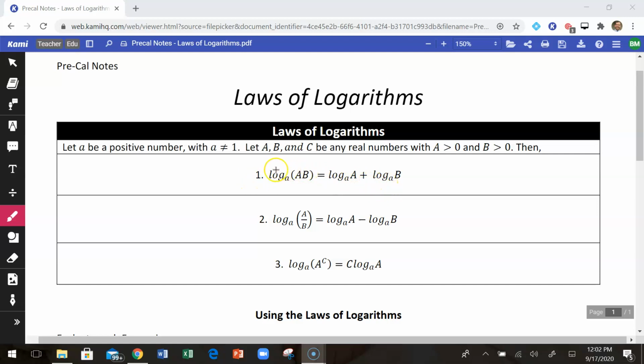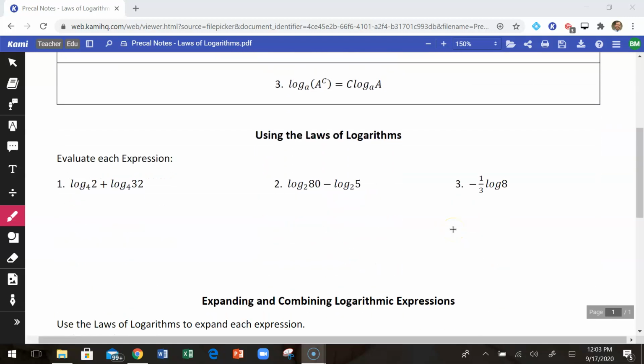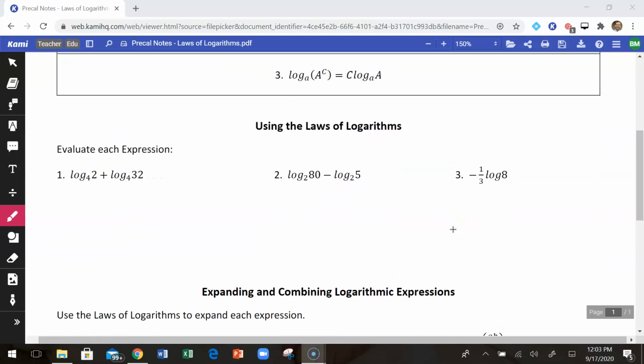So sometimes we're going to want to take a logarithm and expand it out to simpler logarithms, and other times we're going to want to take some logs and combine those to get a single logarithm. Okay, so those are the three basic laws, and we're going to go through and look at some of these.